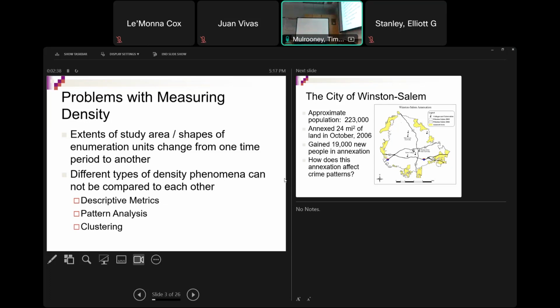They're just calculations. The extensive study areas and the shapes of enumerations change from one time period to another. Those of you who've ever worked with census data can understand some of the challenges, where census tracts break up from time to time. Even counties from time to time either change names, get new zip codes, or get consolidated. Different types of density phenomena cannot be compared, so it's difficult to run descriptive metrics, pattern analysis, and clustering when we're comparing apples to oranges.